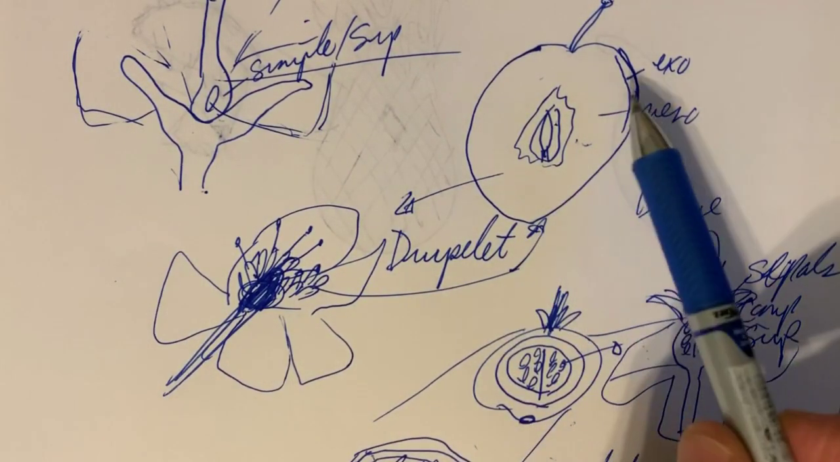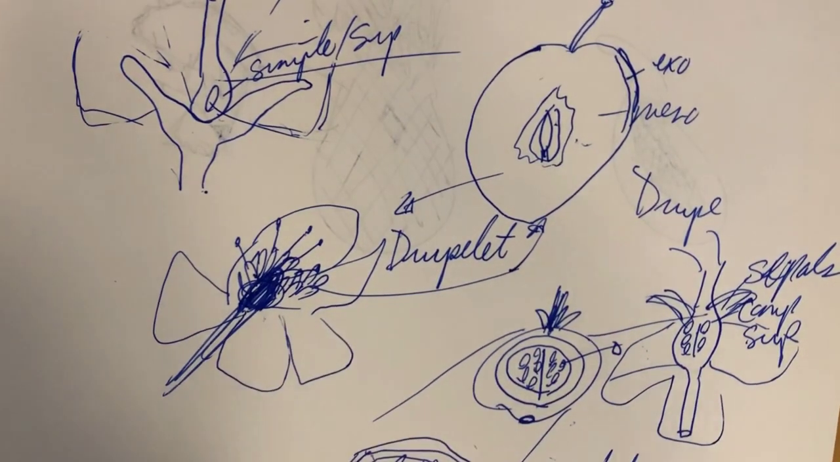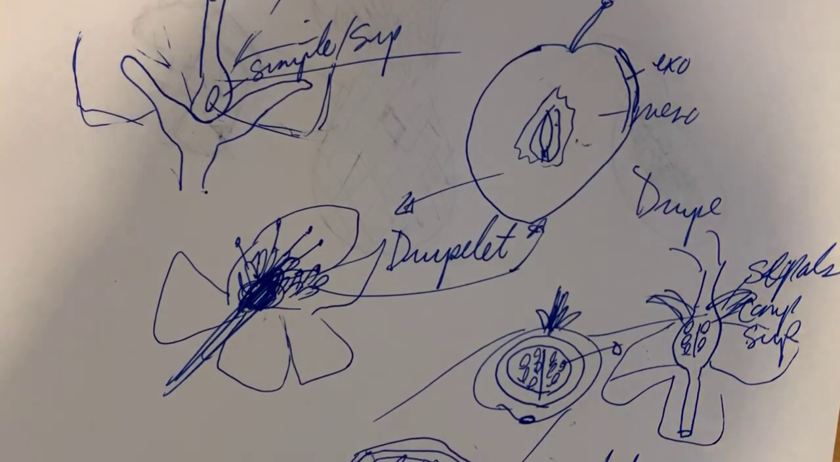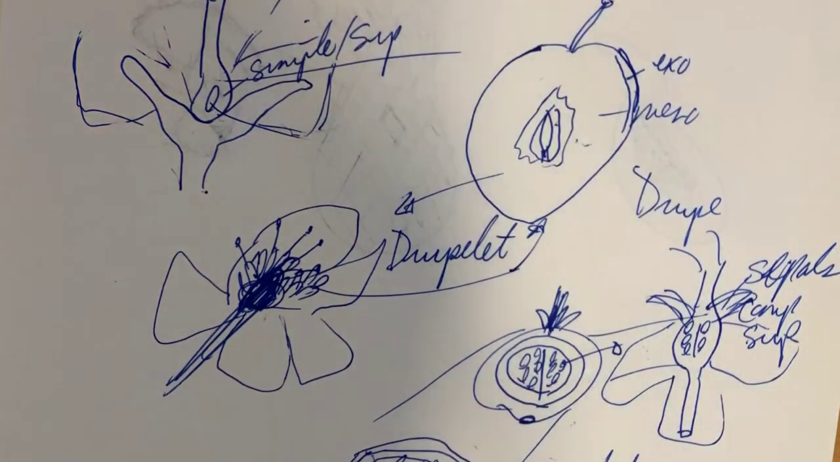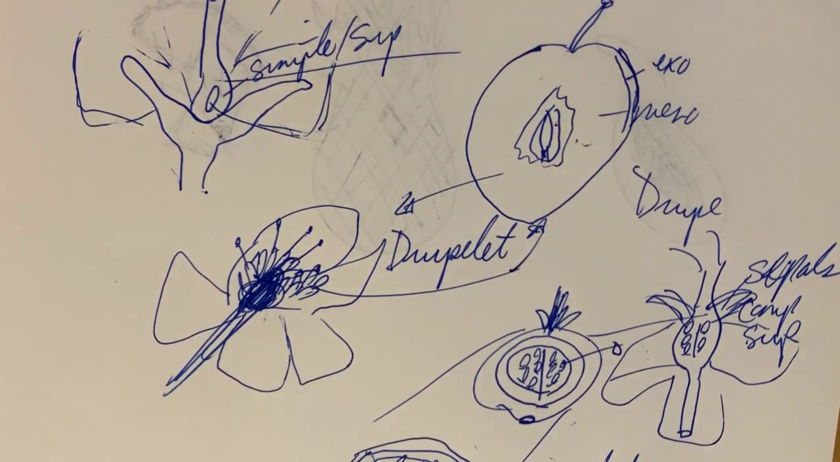And then we've got miniature versions of those like we see in drupelets and aggregate fruits, where we've got a bunch of these drupes all shoved together and attached to the inner receptacle of that flower, where we've got a bunch of different simple pistils attached to the surface of that particular flower with the superior ovaries.